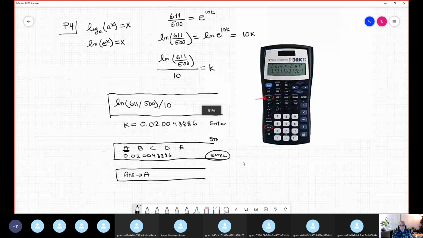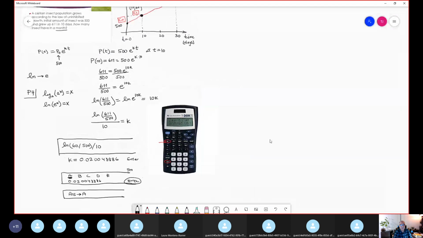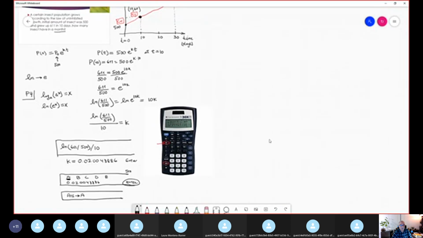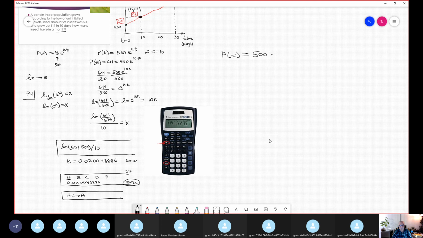The rest of the problem is super easy because in this moment, we come back to the original equation. If you want to rewrite it, the population at any time is equal to P null, which is 500, e to the KT. But now I know what K is. K is that number I have inside the memory of the calculator.